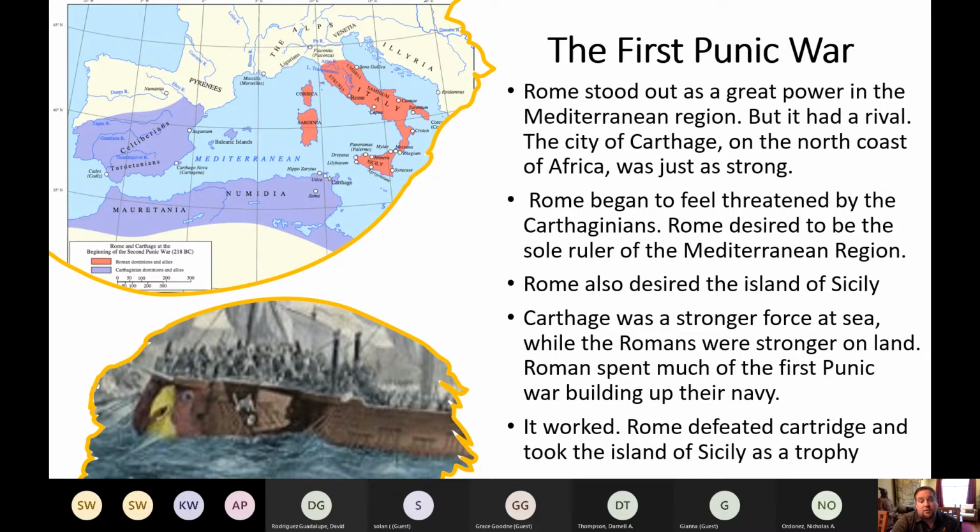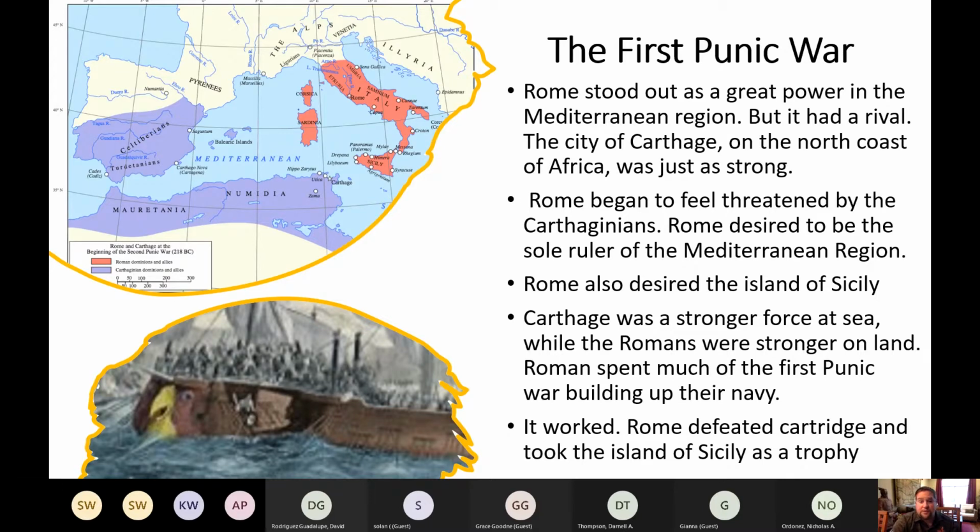Rome desired to control the island of Sicily, which you'll see is that island at the toe of, see how it really looks like a boot? And then right where the toe is, there's that island. That's Sicily, and that's really the area that Rome hoped to control.